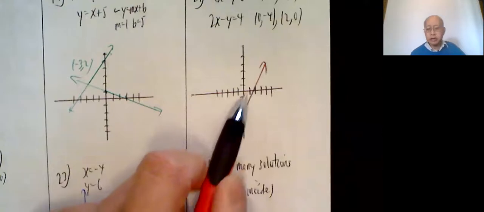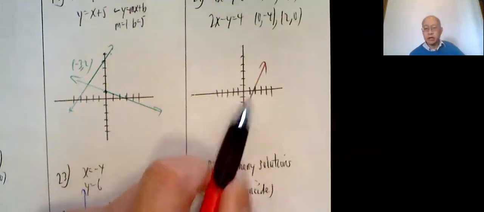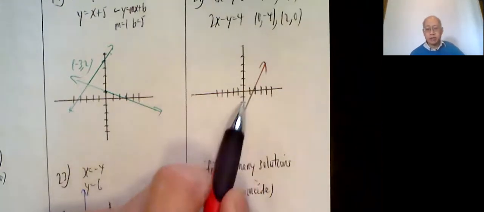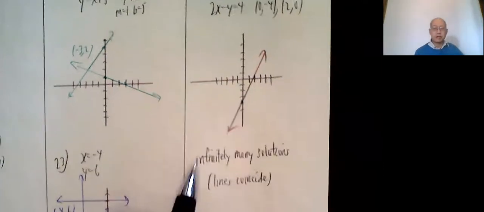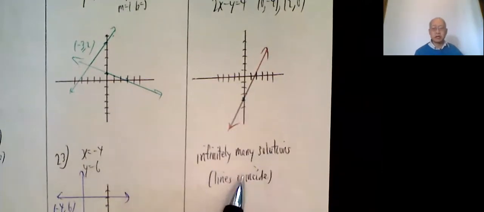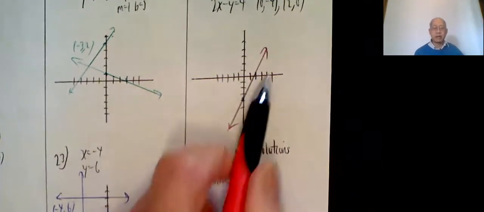So I use different colors. I'm not sure if you can see the different colors. One's in green, one's in red. But the lines are the same line. They coincide. So how many solutions are there? There are infinitely many solutions because the lines coincide. They happen to lie one on top of the other.